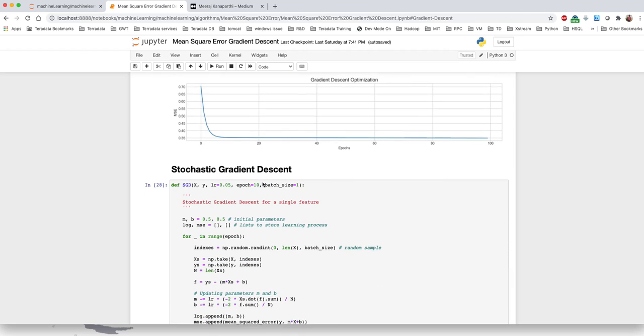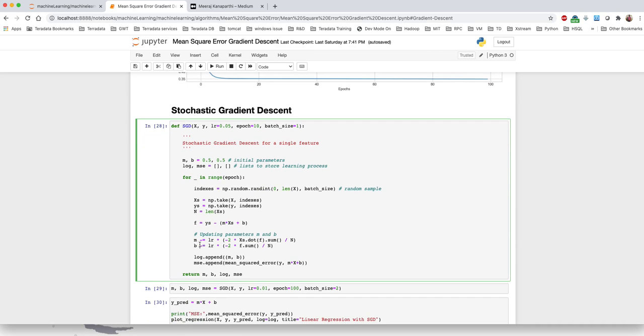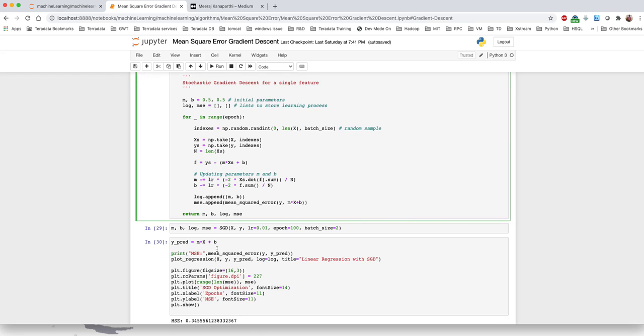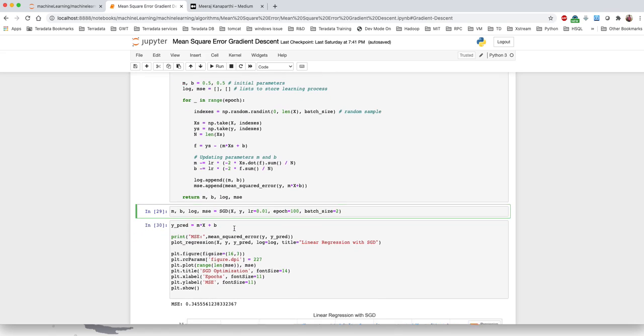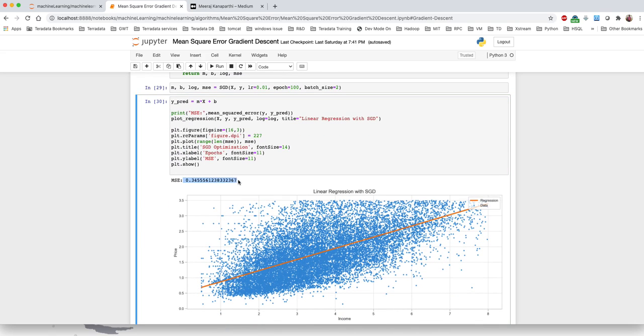In stochastic gradient descent, what we do is we take a random data sample, and then we calculate the prediction and update the model accordingly, so that it takes less time to calculate these things and we still get an accurate model. Now when we run this stochastic gradient descent and plot the graph, we see we got the accurate model which gives this mean square error.